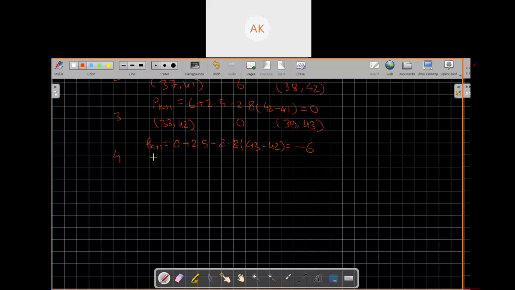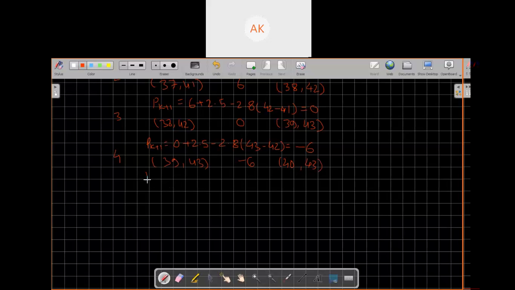Okay, so your initial point is (39, 43). Your decision parameter is -6. When your decision parameter is negative, meaning less than or equal to 0, then xk+1 will be xk plus 1, which is 39 plus 1, 40, and yk+1 will be yk, which is 43. We have not reached our end point. Our end point is (43, 45).